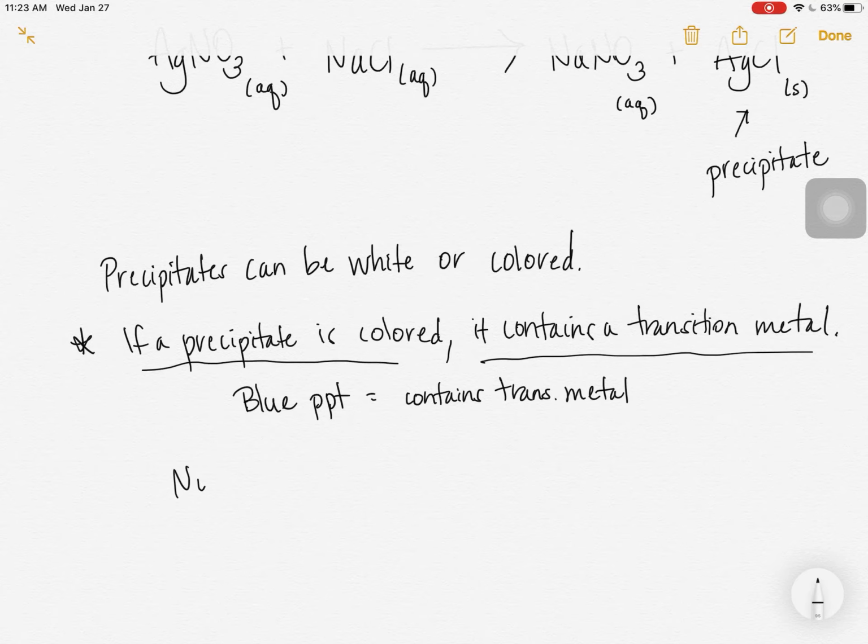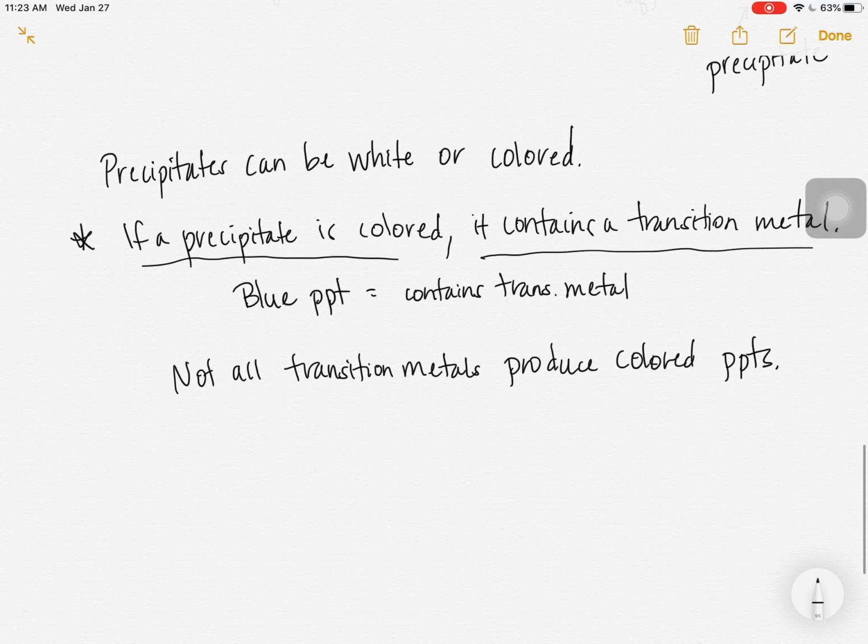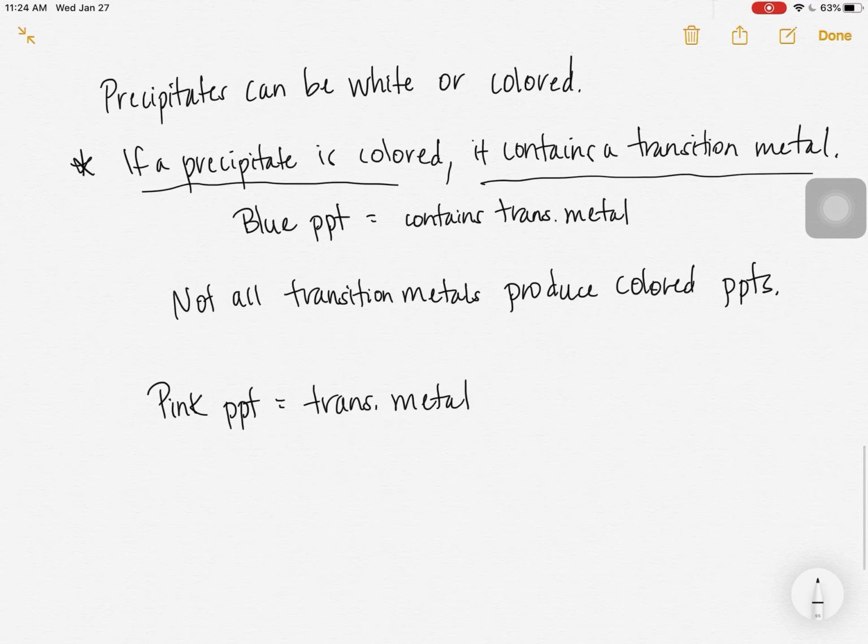However, not all transition metals produce colored precipitates. So this is one of those weird statements where you can say it one way, but the other way it's not always true. Okay, so that's kind of interesting. So like I said, if we see a precipitate that's pink, okay, it has a transition metal, no doubt. However, if we see a transition metal in a formula, it doesn't necessarily mean that the precipitate will be colored.